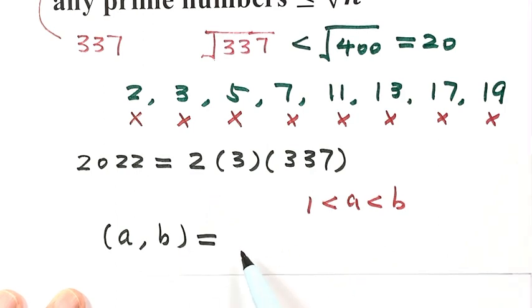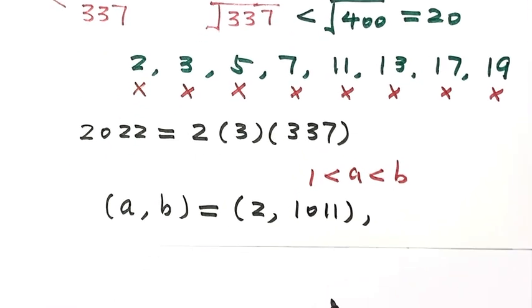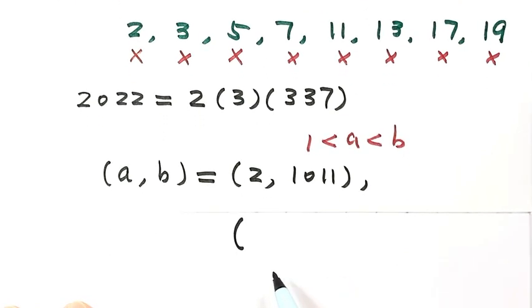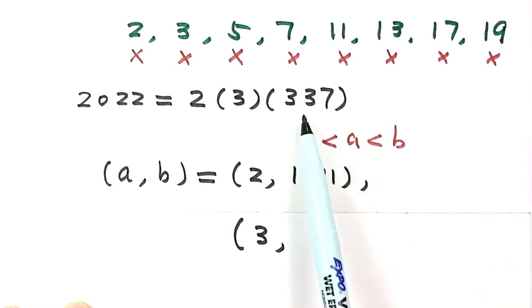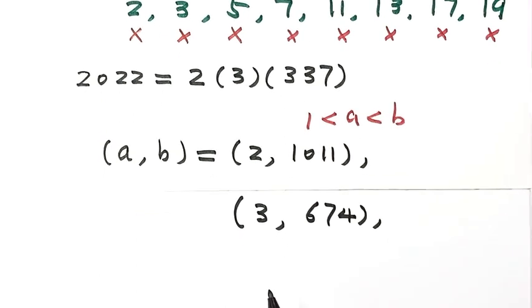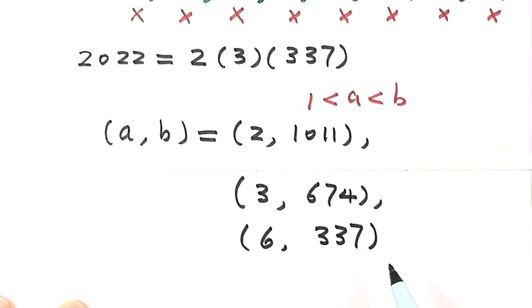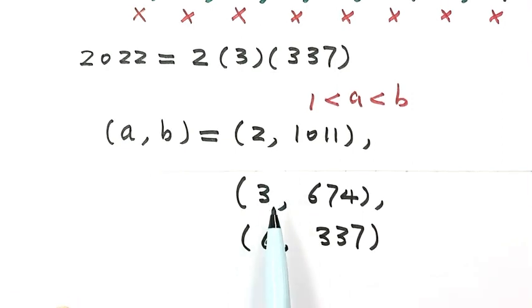So the first case, A equals 2. Then B equals 3 times 337. That's 1011. Then the second case, A equals 3. Then B equals 2 times 337. That's 674. Then the third case, A equals 2 times 3. That's 6. Then B is 337. So for this equation, there are 3 solutions.